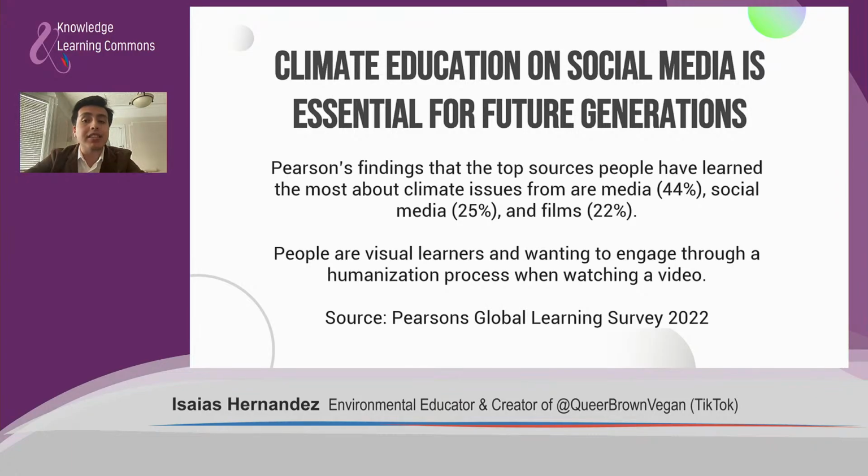And it found out that the top 3 sources in which people were learning about climate-related issues were from the media, which was 44%, social media, 25%, and films and TV, which is 22%. And as our other previous speakers have noted, people are visual learners, meaning that they want to engage through a humanization process. And for many of us that are younger generations, we entered this digital era where there were already computers, tablets, and more interactive forms of learning.